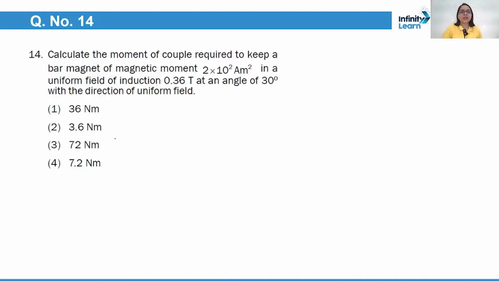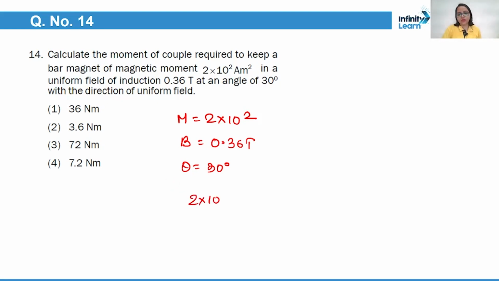Question number 14. Calculate the moment of couple required to keep a bar magnet of magnetic moment 2 into 10 power 2 in a uniform field of induction 0.36 Tesla and the angle is 30 degree with the direction of the uniform field. Okay, so over here torque will be mB sine theta. So this is 2 into 10 power 2 into B is 0.36 into sine 30 degrees, 1 by 2. So the correct answer will be 36 Newton meter, which is option 1.